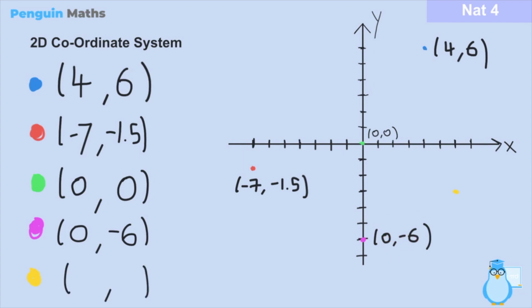negative 6. And then finally for the yellow point, we're moving positive again in the x direction, so that means we're moving 1, 2, 3, 4, 5, 6 positive in the x, and then we're also moving down in the y, so that means we're moving negative in the y direction, so we're moving 1, 2, 3 down, so that means that we have the coordinate point of 6, negative 3.